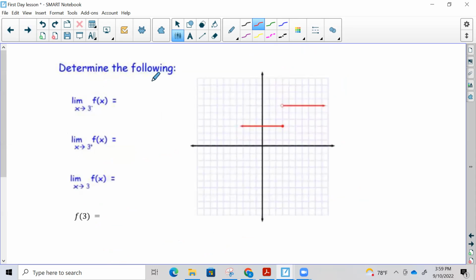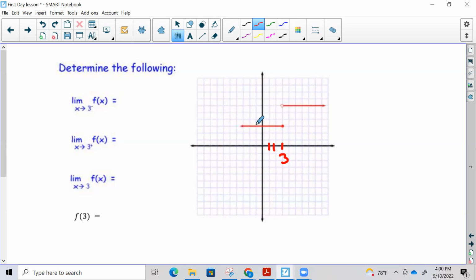So if we look at this one, it's kind of the same idea. I want the limit of f of x as x approaches 3. It has the little minus from the left. Then I want it from the right, and then I want the overall. Okay, so I look on the x-axis and I find 3.